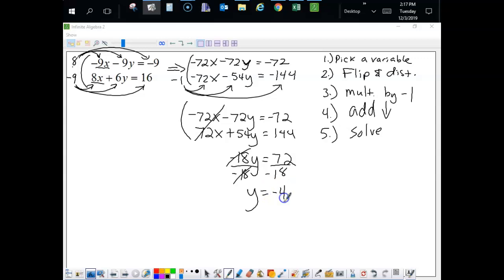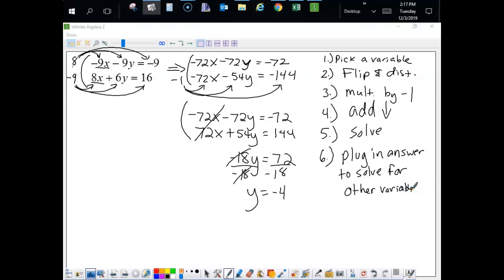Nice job. And then once again, what do you think we're going to do at this point, guys? You're going to plug that into another equation to get your y. Good. Plug it in so you can solve for your other variable.